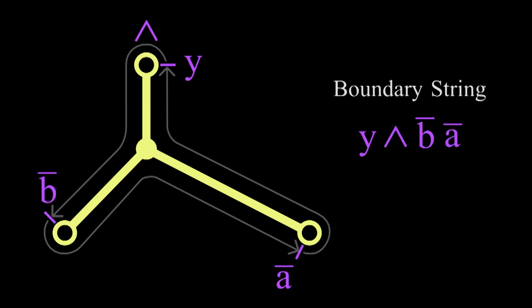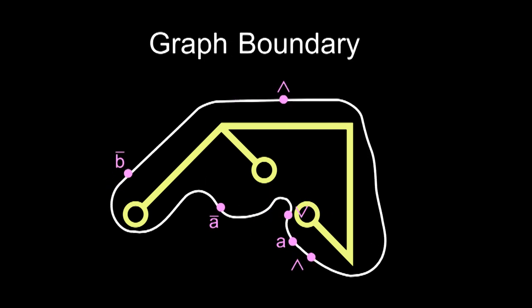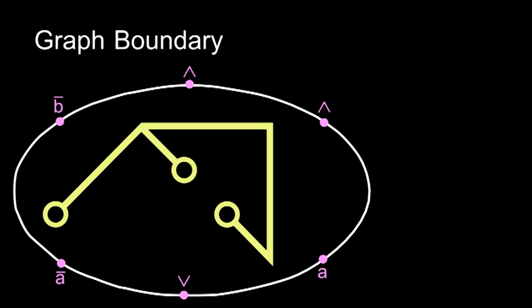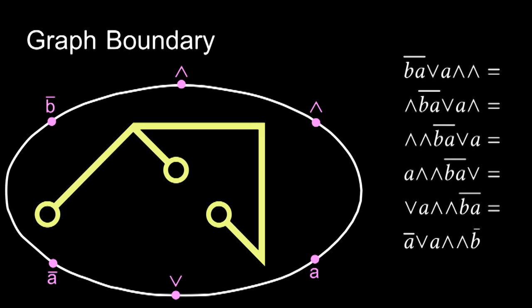The boundary is a circular loop. It doesn't matter where you start, all starting points are the same. So if you circularly shift the boundary string, it still represents the same boundary. So these strings are equivalent.